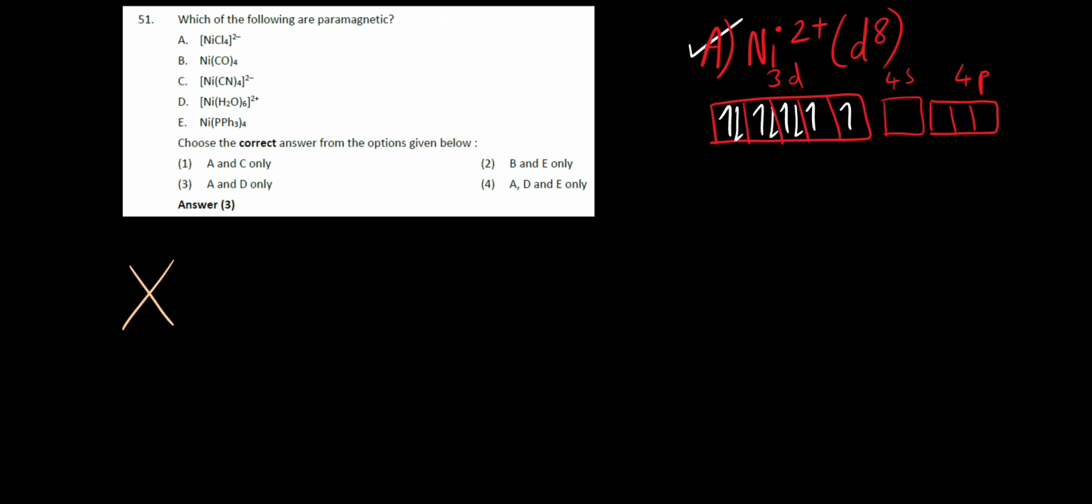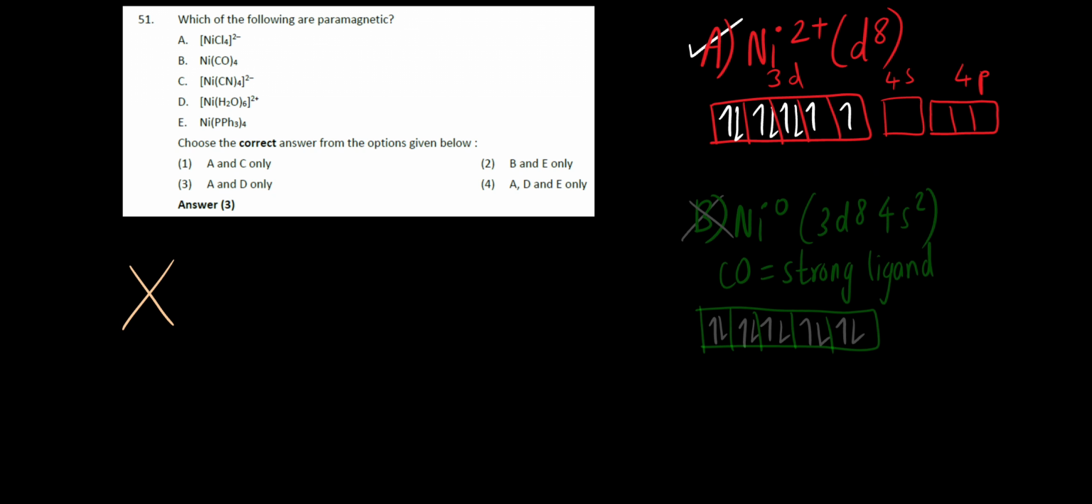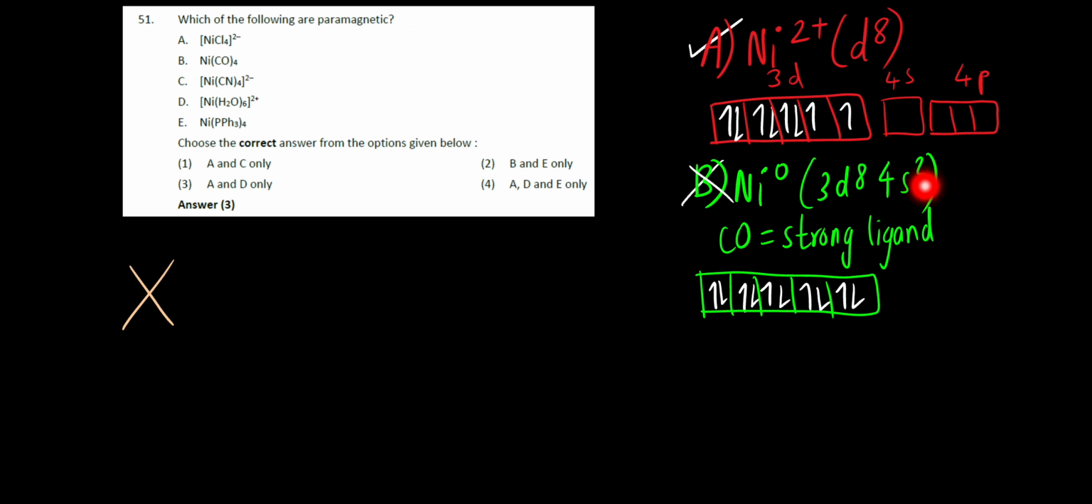The first option, NiCl4 2 minus: the oxidation state of nickel is +2, so it is a d8 system, and Cl is a weak field ligand, so there will be no pairing. Here you can see unpaired electrons are present. Option B, here there is no charge, so the oxidation state is 0, meaning argon 3d8 4s2, so total 10 electrons, and carbonyl is a very strong ligand, so all the electrons will be paired, with no unpaired electron.